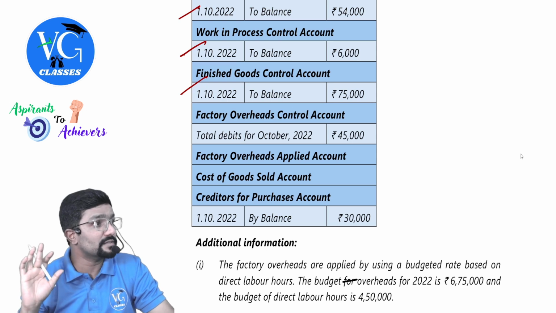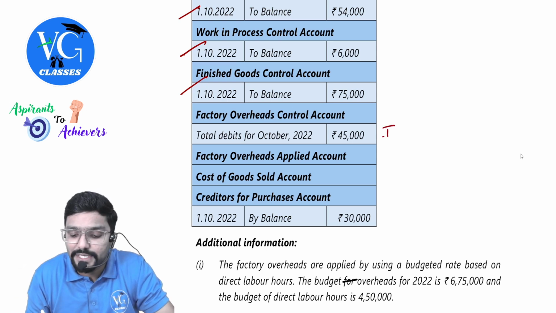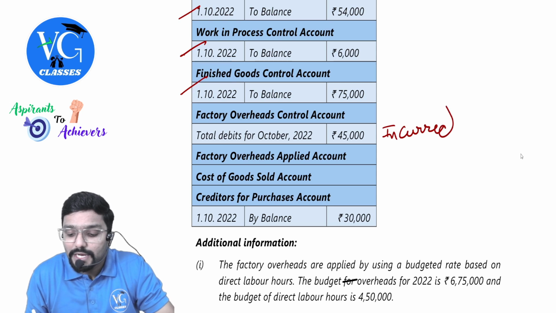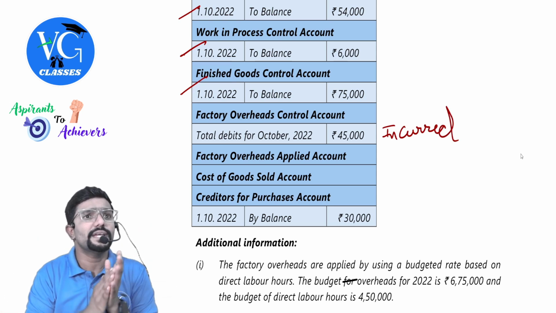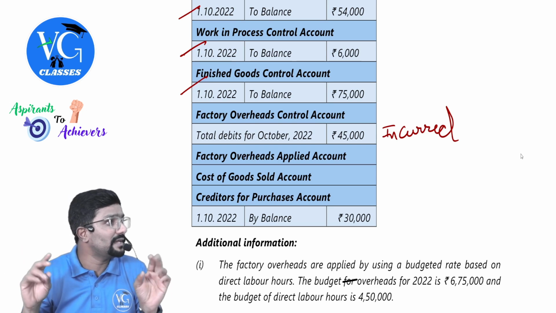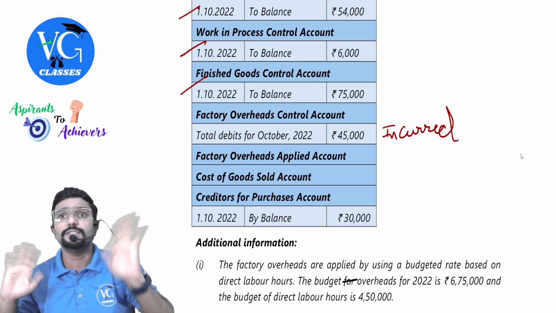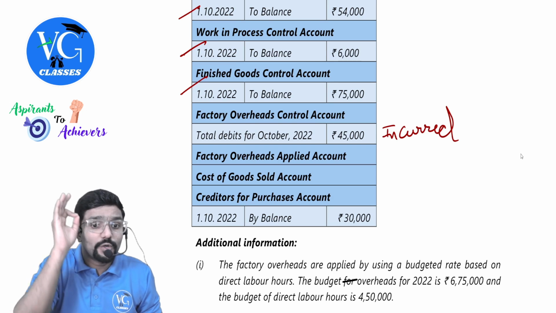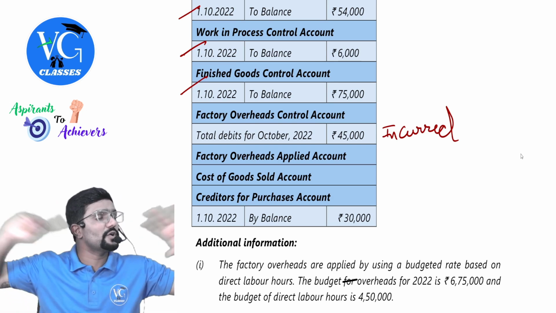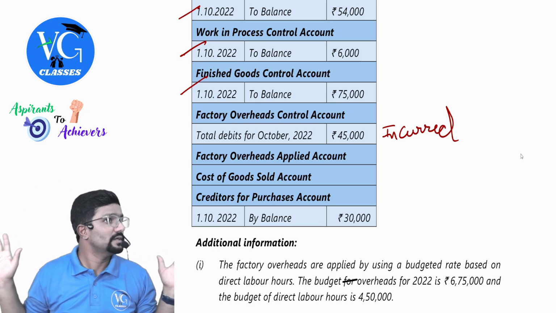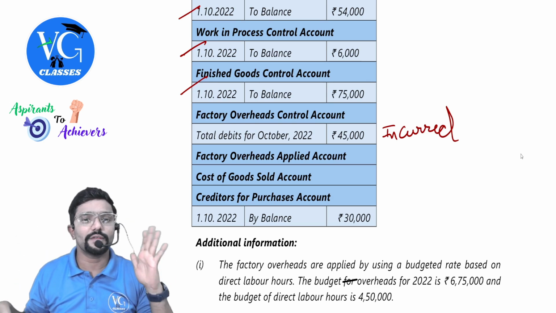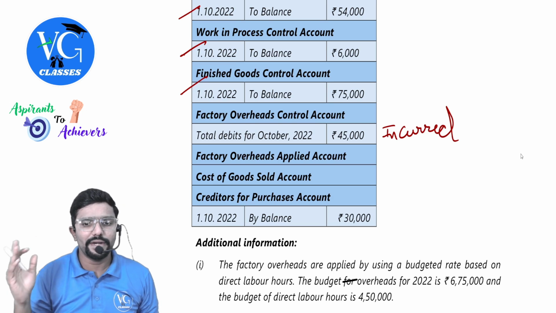That means not an opening balance. Total debit. That means can I call it as incurred? Guys, what will you debit in the overhead account? Incurred, right? They are not giving you the opening balance. Did they tell you on 1st October this is the balance? No, no, no. Observe the word: total debits for October. That means throughout October, this is what you have incurred. 45,000. Factory overhead applied account.